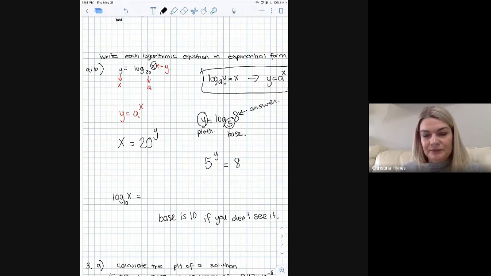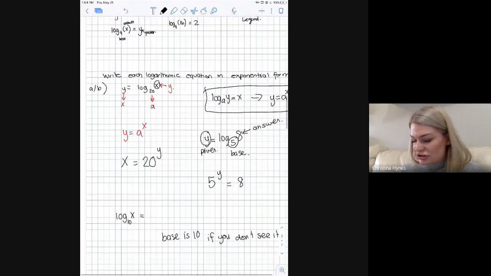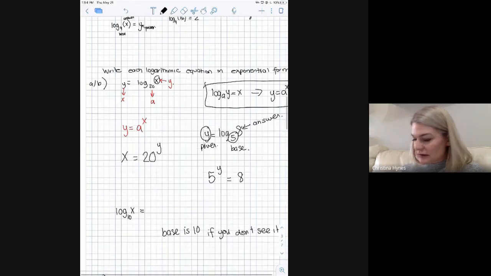Okay, so keep that in mind when you're changing that question into the logarithmic or exponential form. If you don't see the base in the log form, it is a 10. Okay, so that's question 2 for you guys. So that's 4 marks right there.